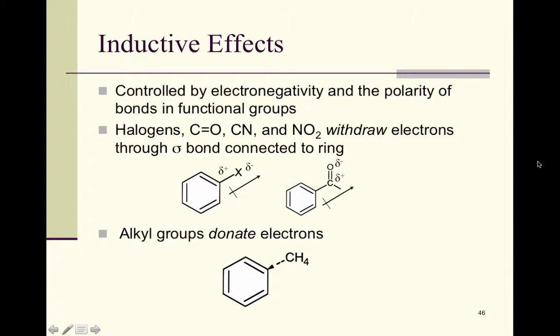Looking into this a little bit more, inductive effects. Inductive effects are those effects that happen along the sigma bonds, controlled by electronegativity and the polarity of the bonds in functional groups. If you have a halogen, a carbonyl group, cyanide group, or NO2, these all withdraw electrons through a sigma bond connected to the ring. We can see these examples here of the difference in polarity, with a partial positive charge here and a partial negative here. What these do is they pull or withdraw electrons from the ring.